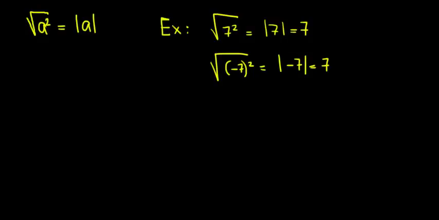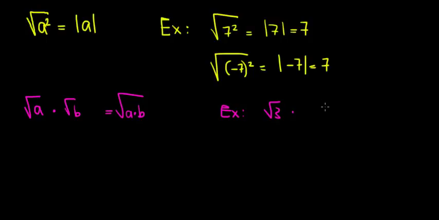Another property of square roots. If we have the square root of a times the square root of b, well, that's equal to the square root of a times b. For example, if we have the square root of 3 times the square root of 4, that's equal to the square root of 3 times 4, and that's just the square root of 12.